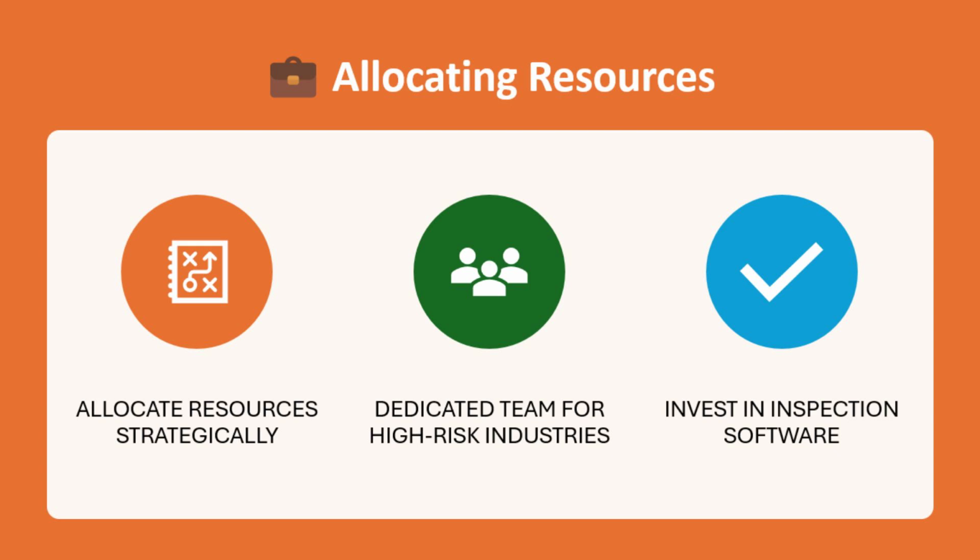Allocating resources. Effective implementation of a strategic compliance plan requires proper allocation of resources, including personnel, technology, and budget. Example: assigning a dedicated team to focus on high-risk industries and investing in inspection software to streamline reporting.